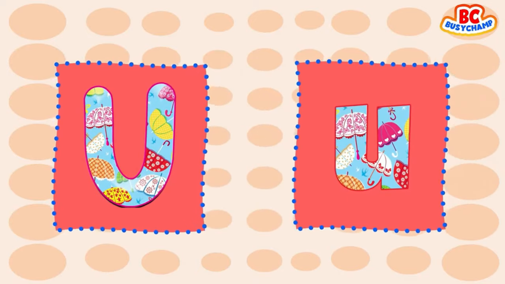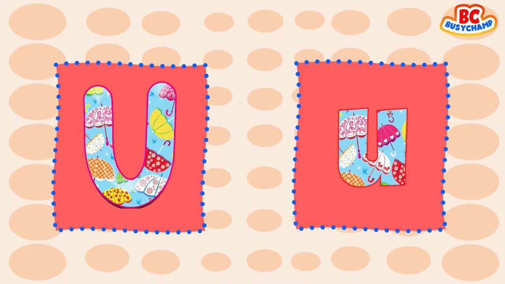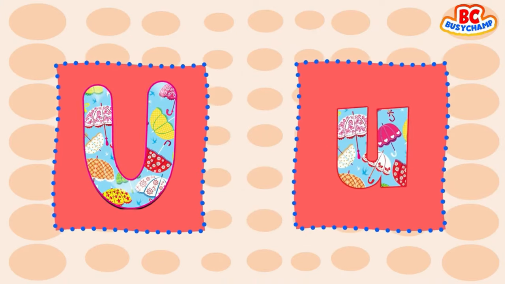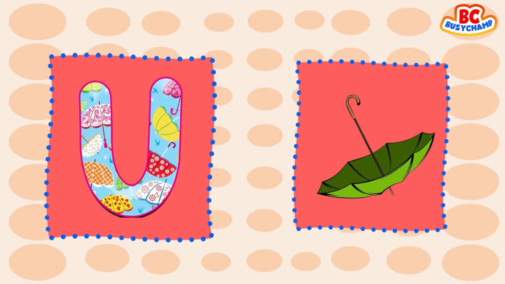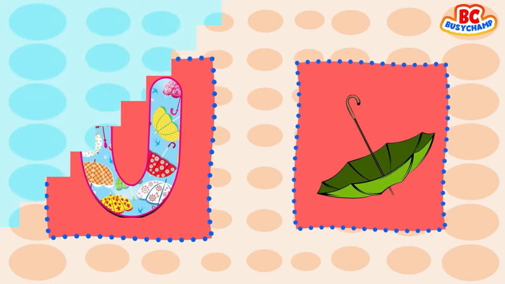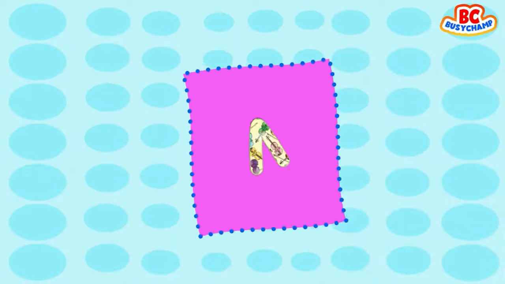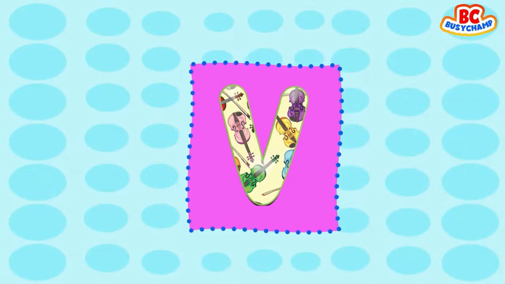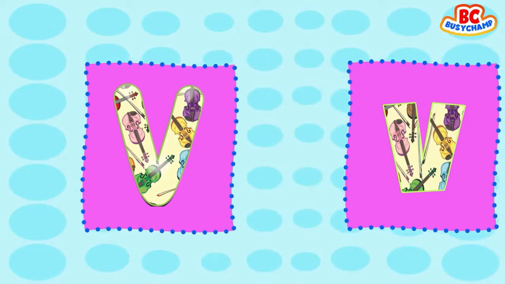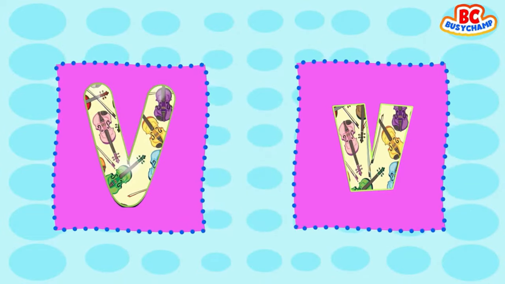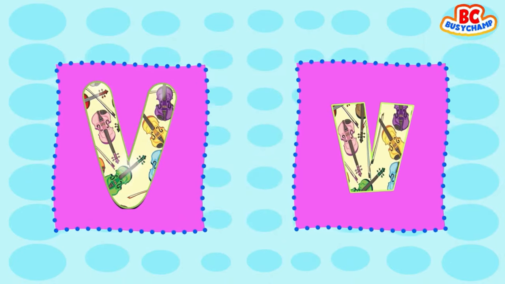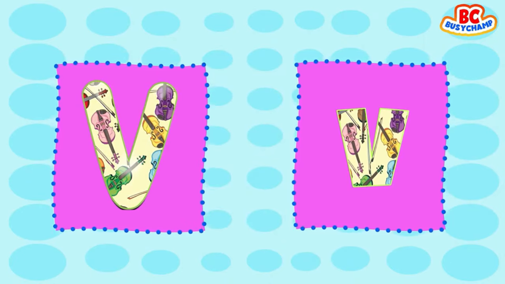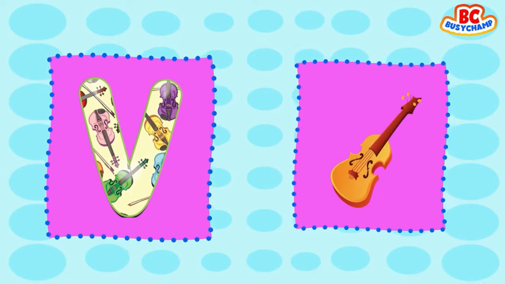The sound of the letter U is U. U for umbrella. V. The sound of the letter V is V. V for violin.